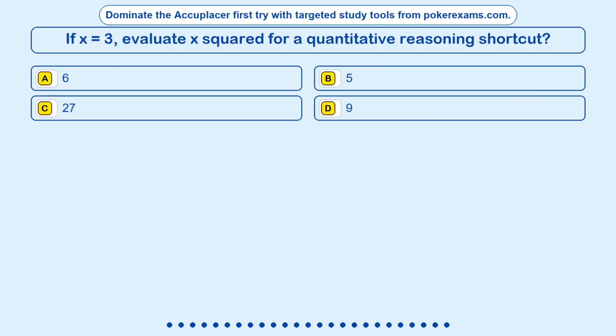Question 7. If x equals 3, evaluate x squared for a quantitative reasoning shortcut. Option A, 6. Option B, 5. Option C, 27. Option D, 9.